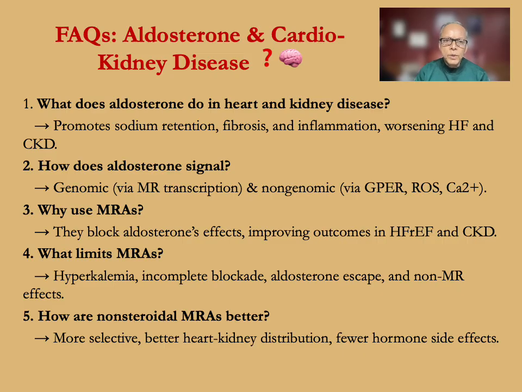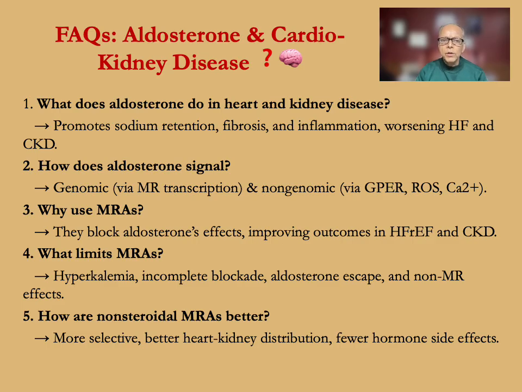Frequently asked questions. What does aldosterone do in heart and kidney disease? It promotes sodium retention, fibrosis, and inflammation, worsening heart failure and CKD. How does aldosterone signal? Genomic via the mineralocorticoid receptor transcription, and non-genomic via GPER, reactive oxygen species, and calcium handling. Why use mineralocorticoid receptor antagonists? They block aldosterone effects, improving outcomes in HFrEF and CKD. What limits MRAs? Hyperkalemia, incomplete blockade, aldosterone escape, and non-mineralocorticoid receptor effects.